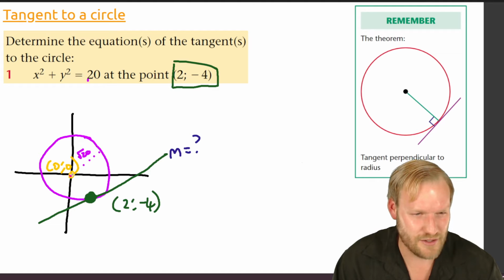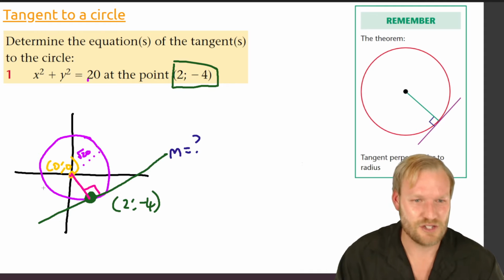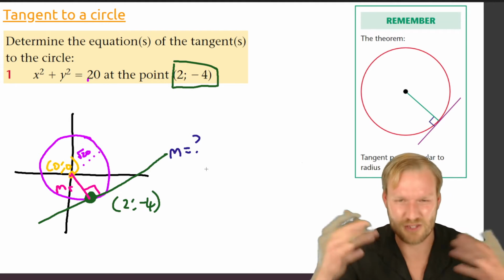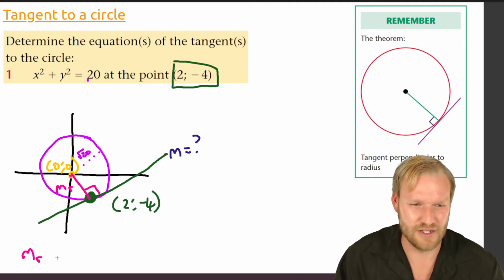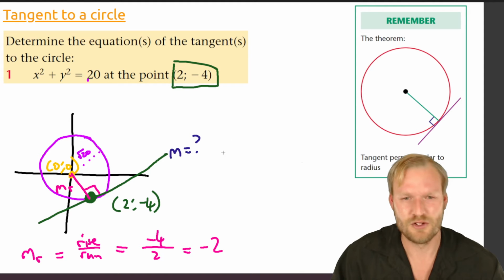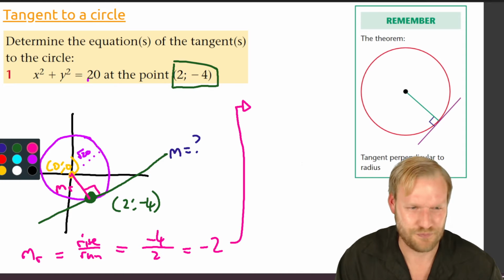I'm going to draw a radius here, seeing as tan is perpendicular to rad, and I know that's at 90 degrees. If I can work out the gradient of this radius, then I can work out the other gradient, because they multiply to give -1. So let's work out the gradient of that radius, which I'll call m_R. We always go rise over run: we're running along 2, we're rising by -4, so that gradient is -2.